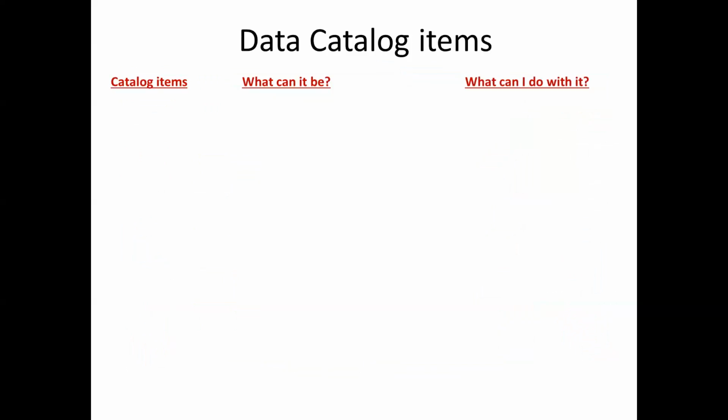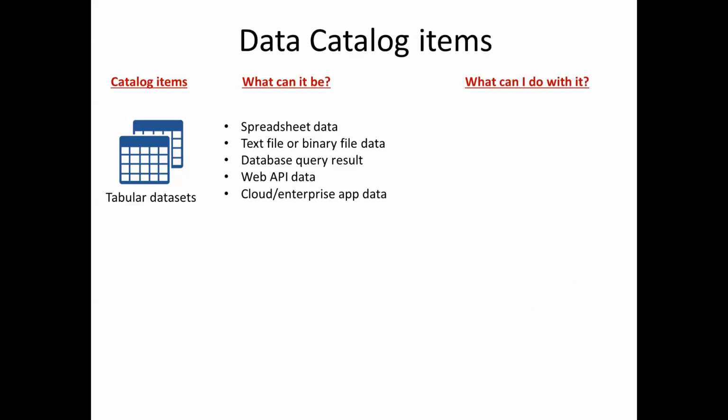Let's look a bit closer at the data catalog items. So what can you find in the data catalog? What can you add to the data catalog? Well, first of all, it's tabular data sets, or simply speaking, tables. It can be basically any tabular information. It can be spreadsheet data, or a table loaded from a CSV file, or a database, or web API data, or something extracted from an enterprise or cloud application. So any tabular data set can be delivered through the data catalog.